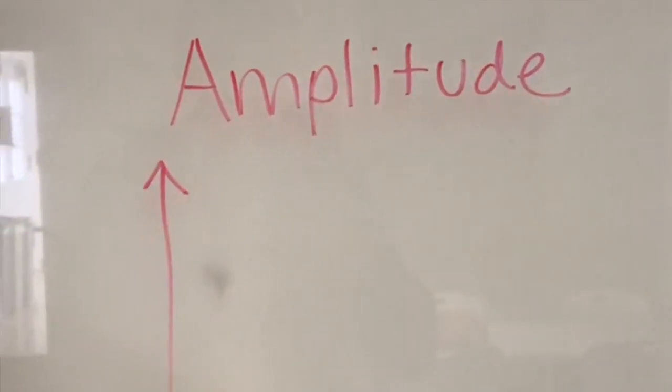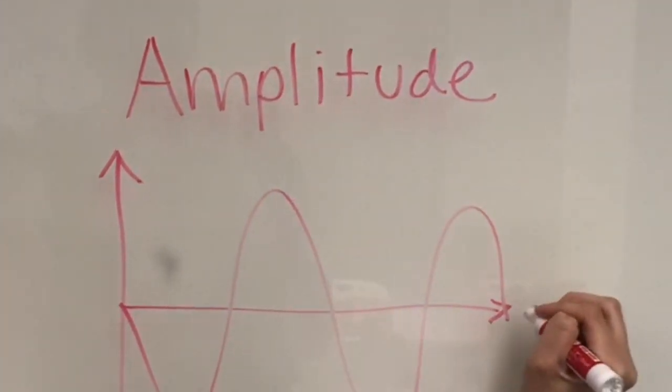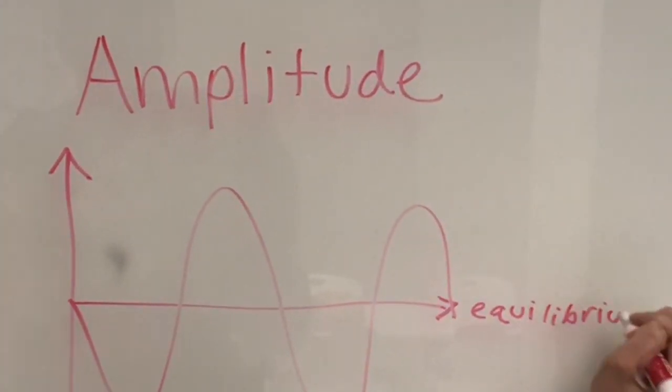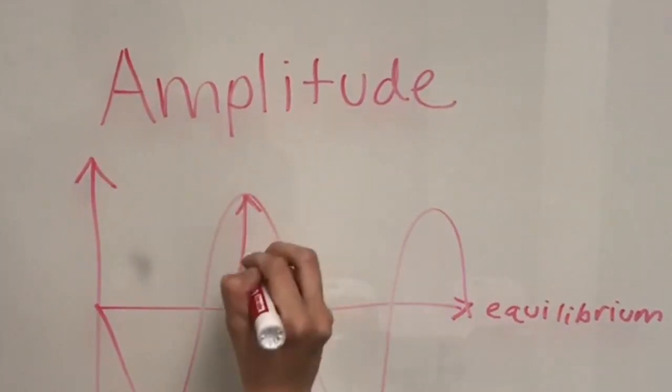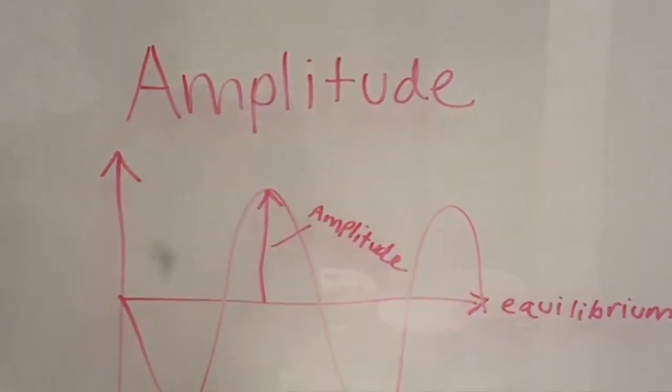The amplitude of a wave is the maximum displacement of the air molecule from its equilibrium position and can be measured from the rest position to the trough. The amplitude has to do with how loud or soft a sound is.